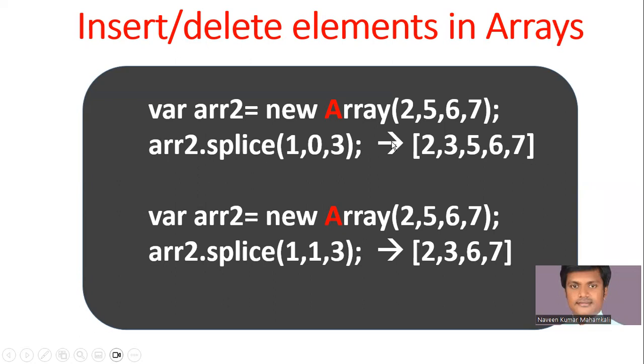Have a look at the second piece of statements. You can see now array2, same scenario. I am calling the function splice with 1, 1, 3. So the index is 1, and how many elements to be deleted? Again 1. The element to be inserted is 3 at 1. As a result, you can see the element 3 is inserted at 1, and the previous element 5 has been deleted. One element is deleted, and one element is inserted. So this is about the splice functionality.